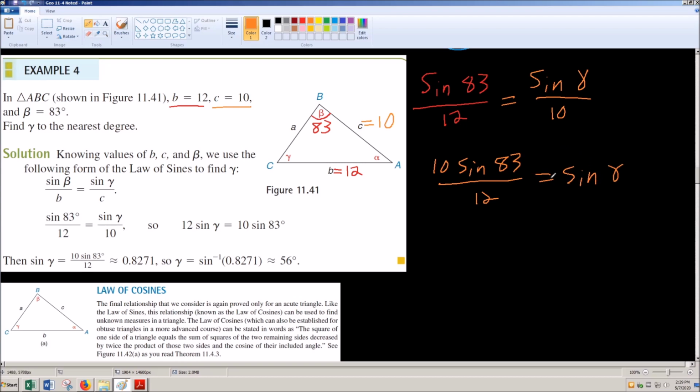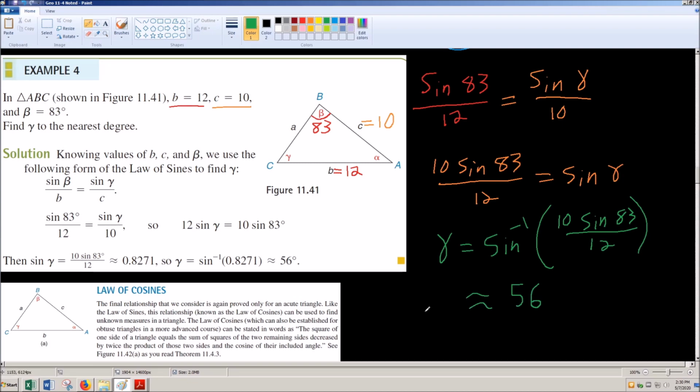And now when I look at this thing, I say, okay, well, how do I get gamma by itself? I'm going to take the inverse sine of both sides. So my final answer here is going to be that gamma equals inverse sine of 10 sine 83 over 12. And then we can approximate this answer as well. So we get this thing is roughly 56 degrees. So when we're looking to solve for gamma and we're just rounding to the nearest degree, then we're going to say gamma is 56 degrees.